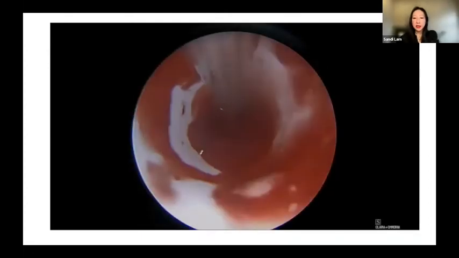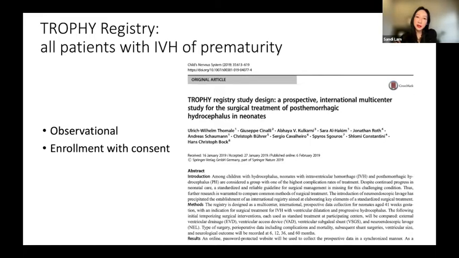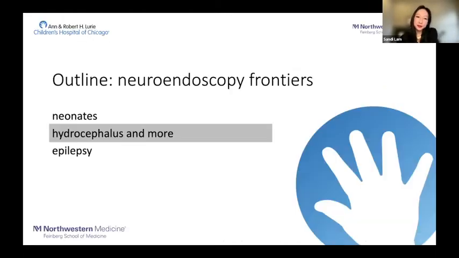These are very rare cases, so we'd have to look at that all together in collaboration. So this is the TROPHY registry with the IFNE, Dr. Tamali, Dr. Chinali, Dr. Carney, and really so many colleagues from around the world. And it's a global registry for neonatal hydrocephalus management and intraventricular hemorrhage management. So it's observational, and we're enrolling all of our patients in that. So the answers are yet to come, and that field is evolving and very exciting.